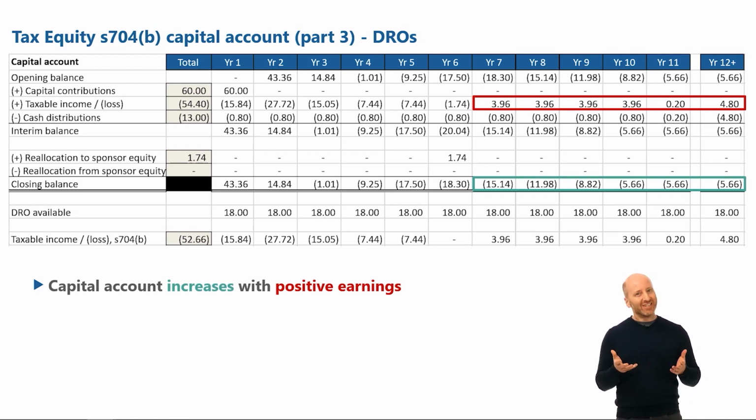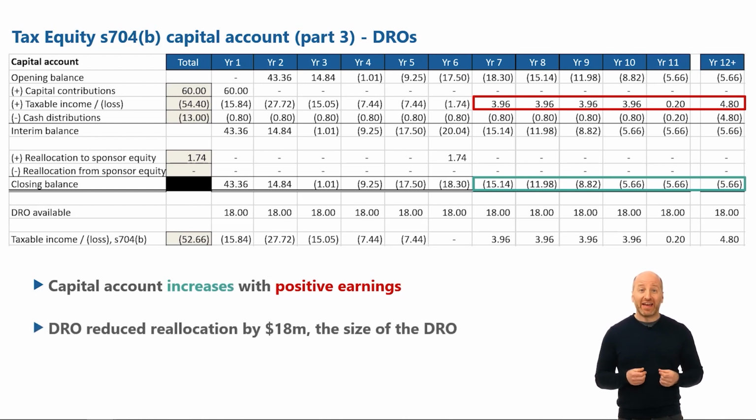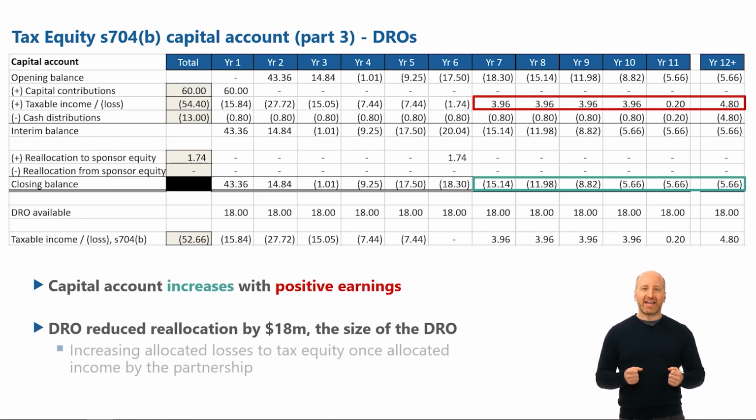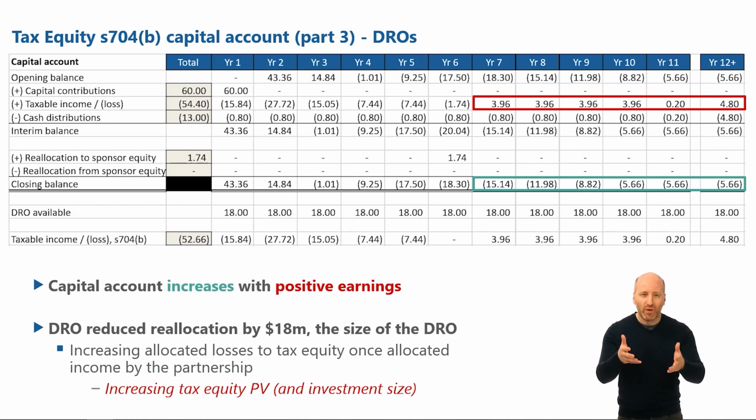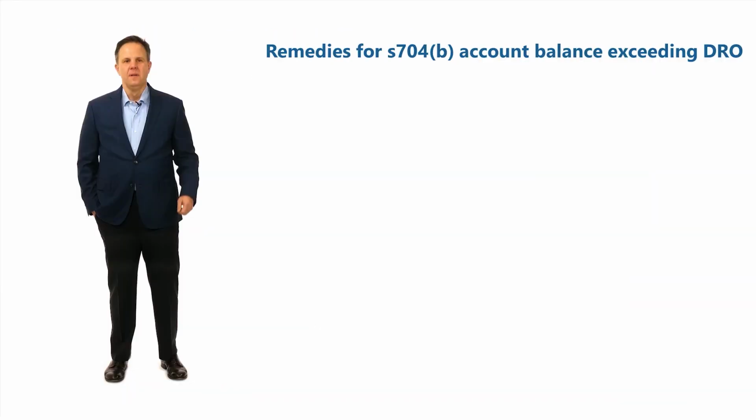So what has the DRO achieved? Well, first and foremost, it avoided reallocating a large portion of the taxable losses to the sponsor, meaning that those losses are available for the tax equity investor once it's allocated that income by the partnership. And this is going to increase the present value of the losses to the tax equity investor, which ultimately means that the tax equity investor is going to be willing and able to invest more capital and still achieve the same after-tax return. And more on that later.